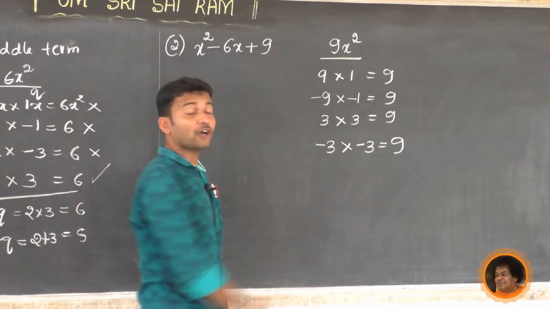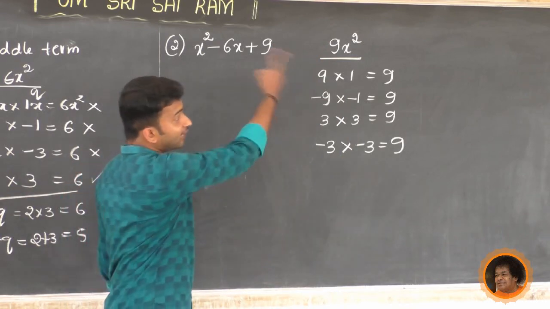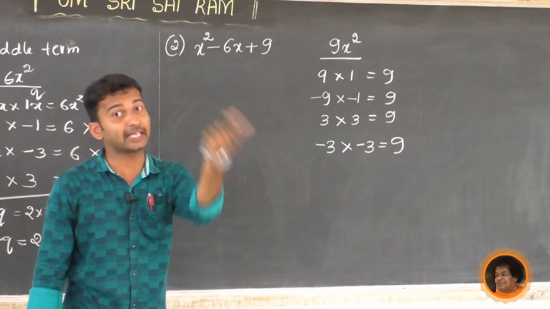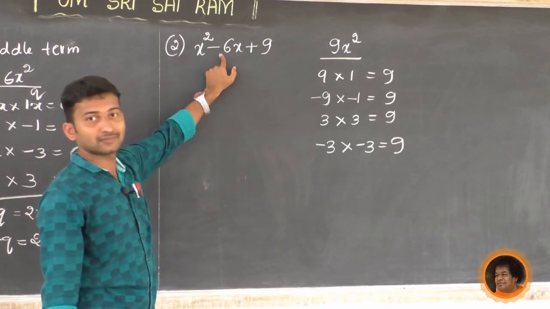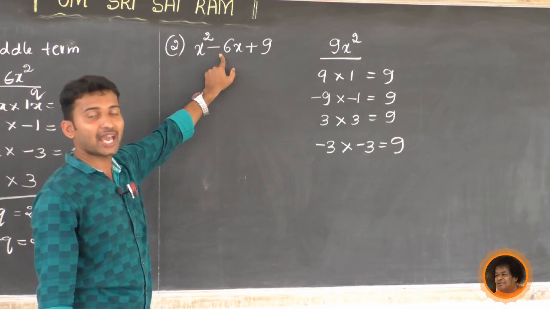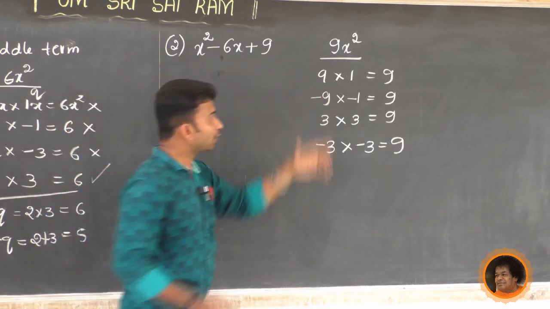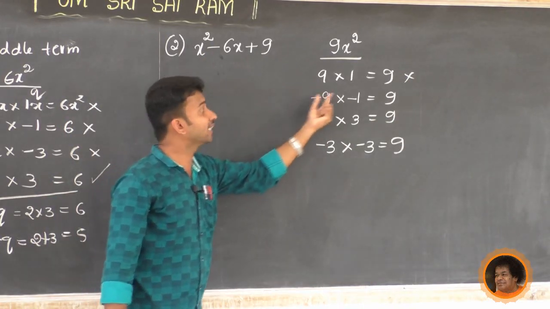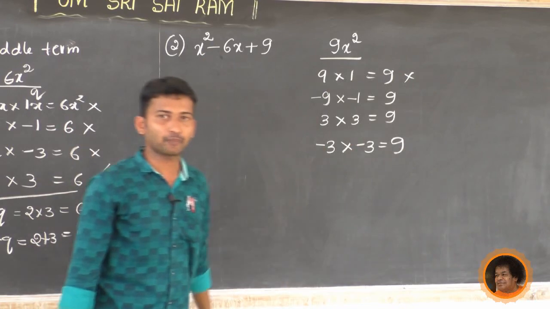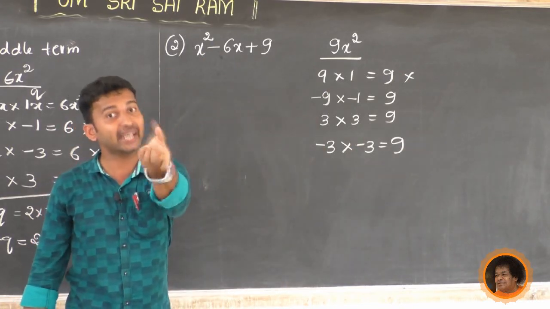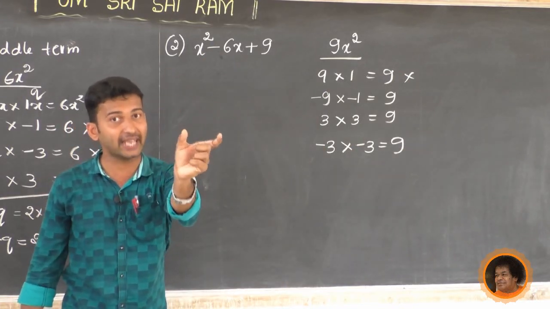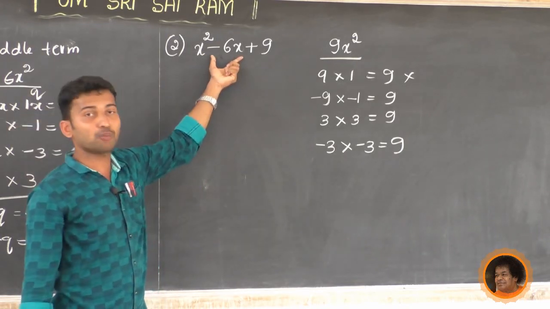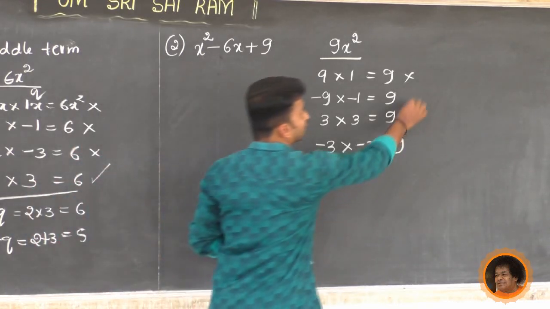Okay, check for the first set. 9 into 1 is equal to 9. But what about 9 plus 1? 9 plus 1 is equal to 10. Here we have minus 6, so the first set is rejected. Second set, minus 9 into minus 1 is equal to plus 9. What about minus 9 minus 1? The sum is minus 10. Here we have minus 6, so the second set is also rejected.